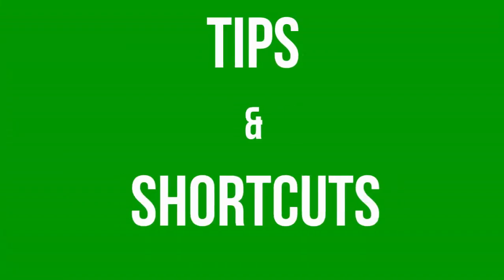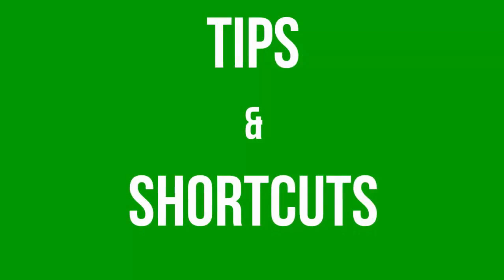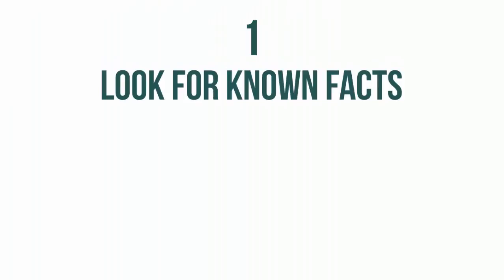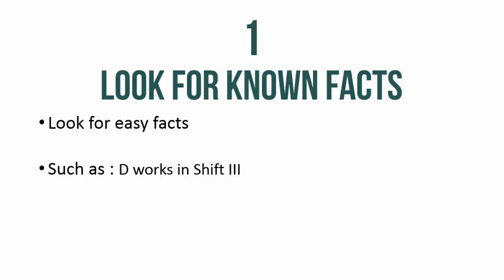Let's look at some further tips and shortcuts for solving analytical reasoning problems. First is to look for known facts. That is, look for facts that are easy to understand. Look for facts that are direct. For instance, a piece of information in your paragraph that says D works in shift 3 is a known fact, it's a direct fact. You don't have to think at all. You just know that, okay, D works in shift 3. Look for these facts initially to get as much information as possible out of your paragraph.